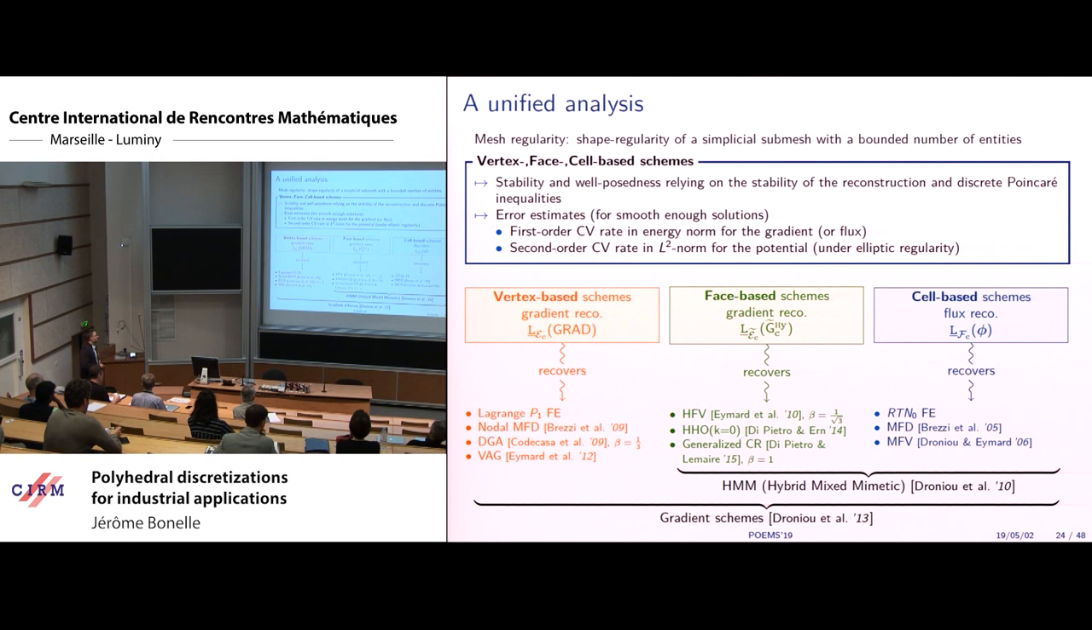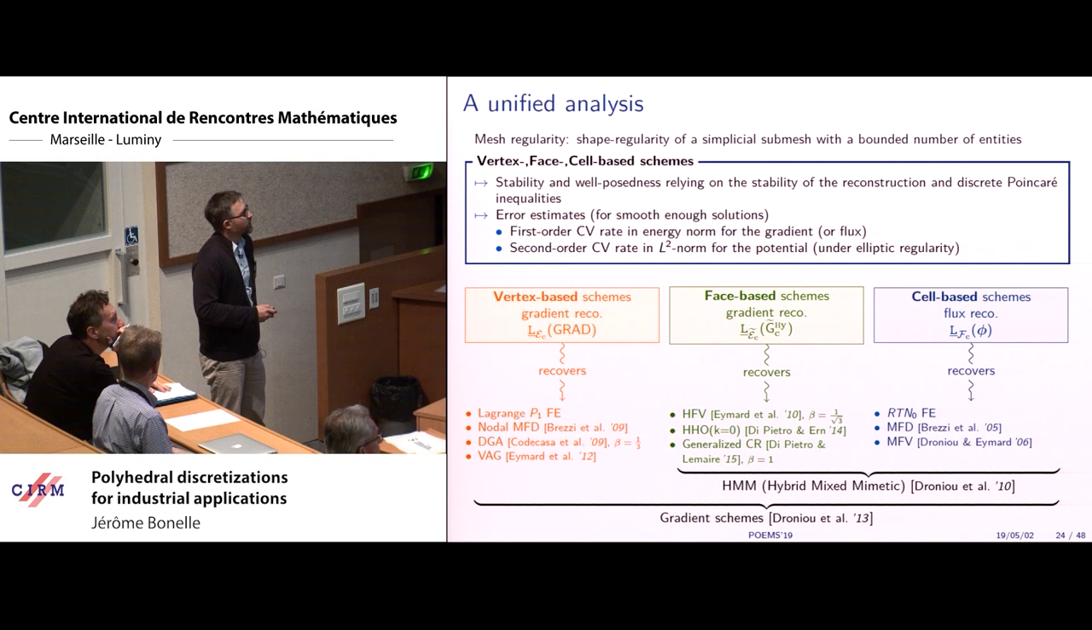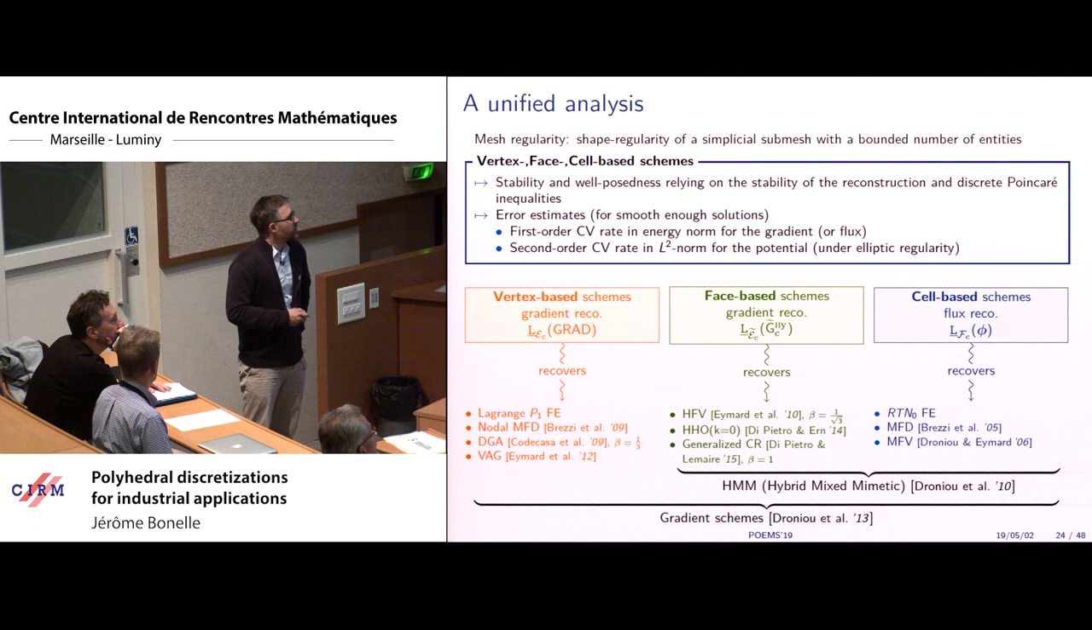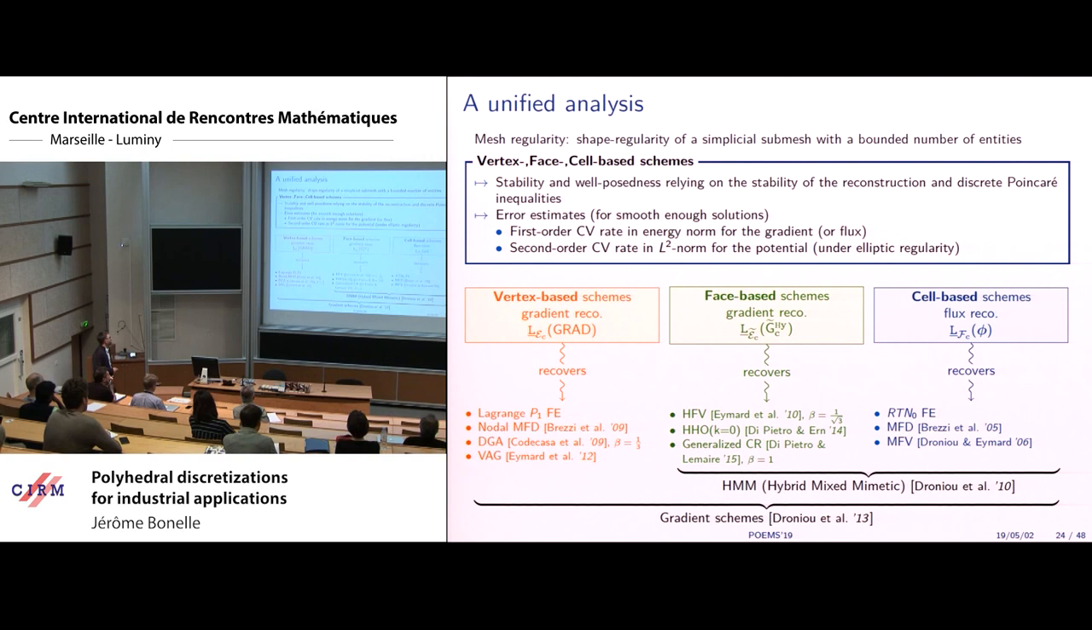And if we consider vertex-based schemes, we recover Lagrange P1 finite elements on tetrahedral meshes, or nodal mimetic finite differences on polyhedral meshes. This is equivalent to the discrete geometric approach scheme if beta is equal to one third, and to a vertex approximate gradient scheme. And all these are a kind of gradient schemes.